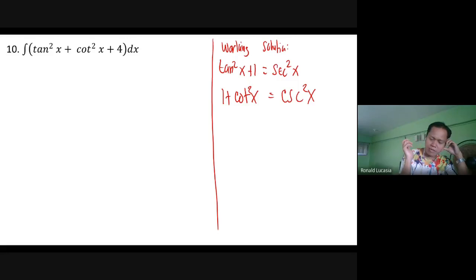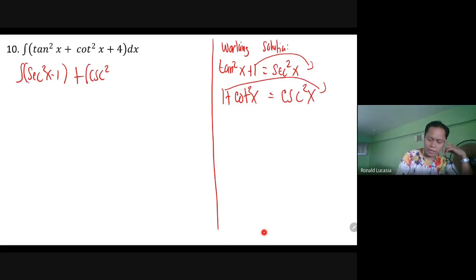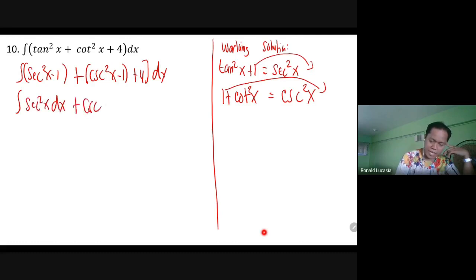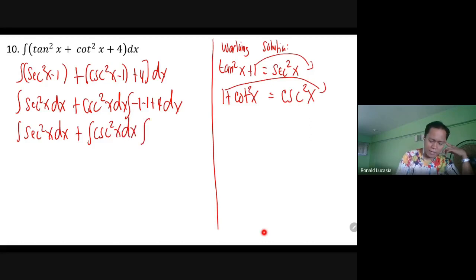We have tangent squared x plus cotangent squared x plus 1. Recalling the trigonometric identity, tangent squared x plus 1 is equivalent to secant squared x. So when you're going to transpose this, that will give us secant squared x minus 1, plus cotangent squared will give us cosecant squared x minus 1, and then plus 4 dx. So we have now secant squared x dx plus cosecant squared x dx. There is minus 1 minus 1 plus 4 there, so this will be 2 dx.